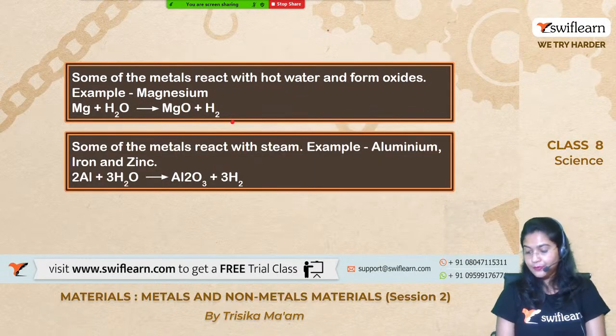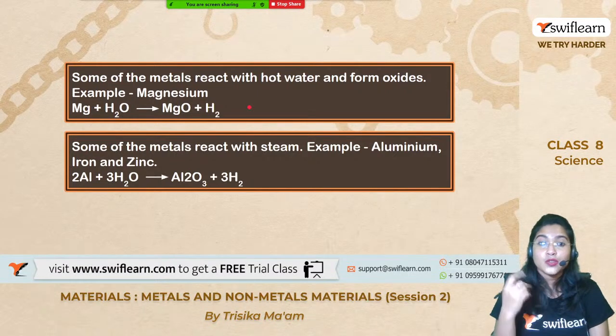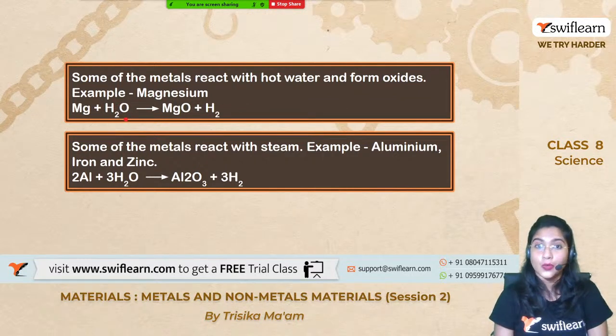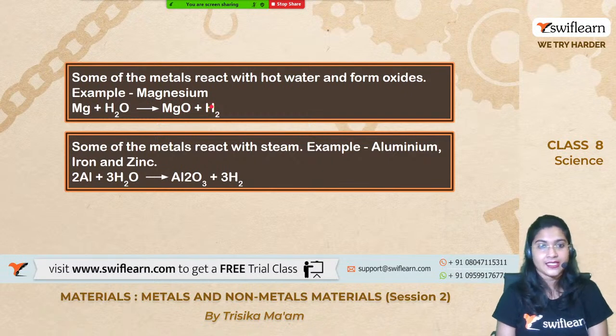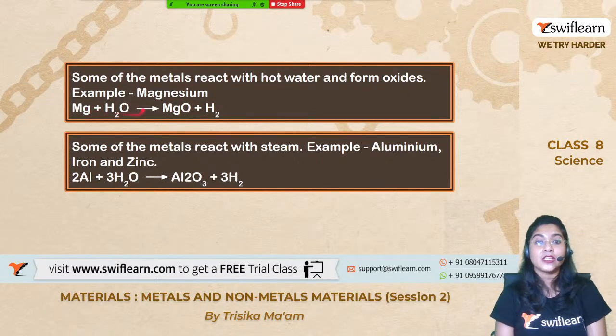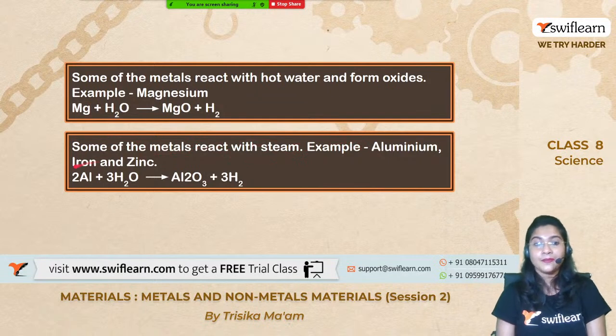Now let's move on to how the different metals react with hot water. For example, magnesium reacts with hot water. What does it produce? It produces magnesium oxide and hydrogen gas. So, magnesium is the metal which reacts with hot water. Remember. And some of the metals also react with steam, like aluminium, iron, zinc.